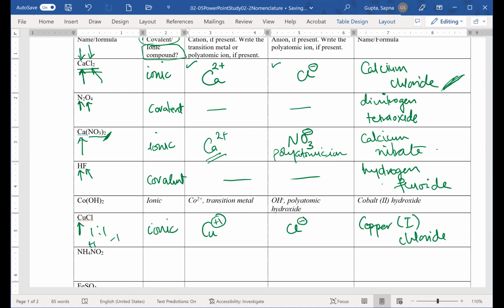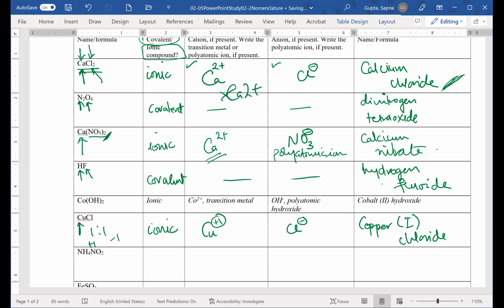The other issue that I had when you wrote your study sheet is your subscripts and superscripts, okay? So when you write calcium ion, you have to write the 2+ as a superscript. If you write it like this, it is not correct, okay? So you can't do that.